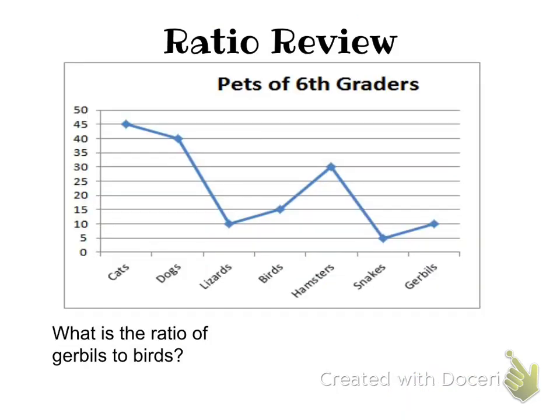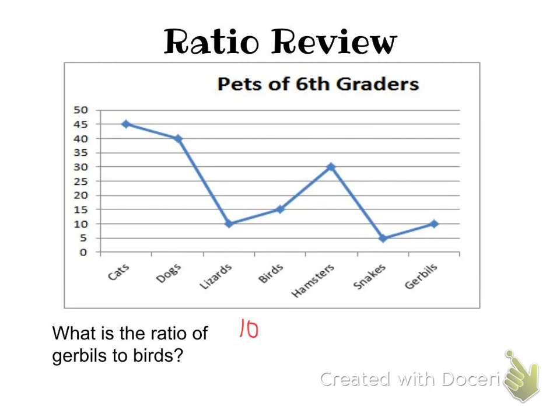So this is the same kind of information, only in this case it's in a graph. So you very likely could see something like this. It says, what is the ratio of gerbils to birds? In other words, people that have gerbils to birds. So the first step is to find how many people have gerbils. Raise your hand when you know how many people have gerbils. How many people, Kimry? 10 people have gerbils.